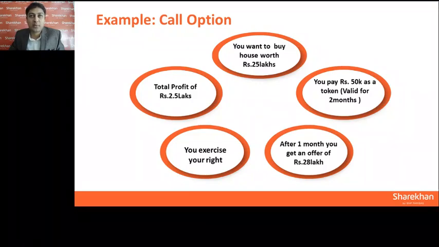After 1 month, if you get an offer of 28 lakh rupees, you can simply sell that house for 28 lakh rupees by buying it from the existing buyer, because you have a right to buy it as you have paid a token of 50,000 rupees. The cost of the house is 25 lakh rupees, plus a premium of 50,000 rupees as the token amount. So your net cost is 25.5 lakh rupees, and if you sell it at 28 lakh rupees, you have a benefit of 2.5 lakh rupees in a very short period of time.